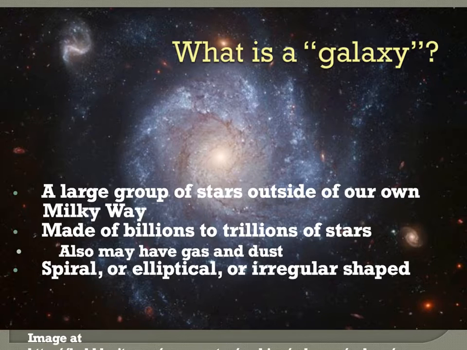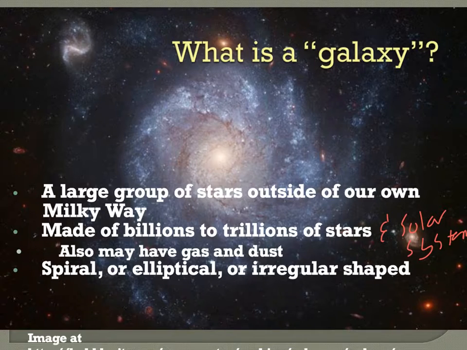So lastly, we know that these create galaxies, right? Those solar nebulas are forming our solar system. So what is a galaxy? A galaxy is a large group of stars, like our sun, outside of our own solar system. A galaxy is made of billions and trillions of stars, each of which probably has its own planets around it. So galaxies are made up of a lot of solar systems.